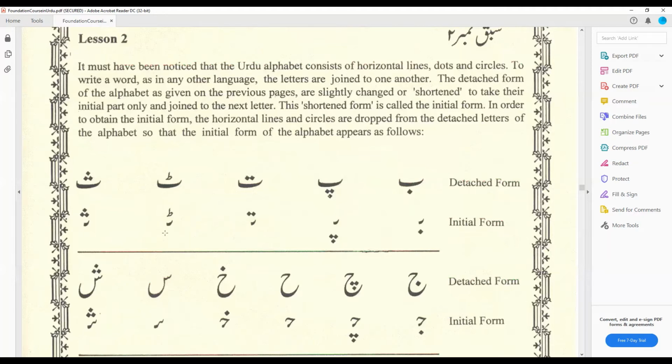How we are going to write the words. When we make a word, how will we write it? This is say full shape and this is just the head. We will not use the body of the letter in any word.